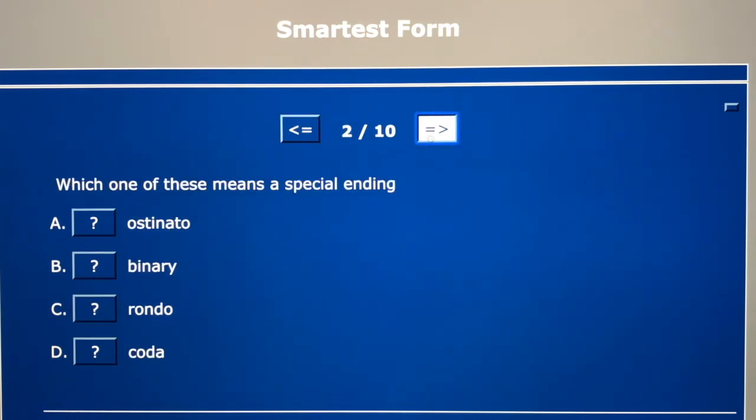Question number 2, which one of these means a special ending? A, ostinato, B, binary, C, rondo, or D, coda? One of them means tailpiece or ending.